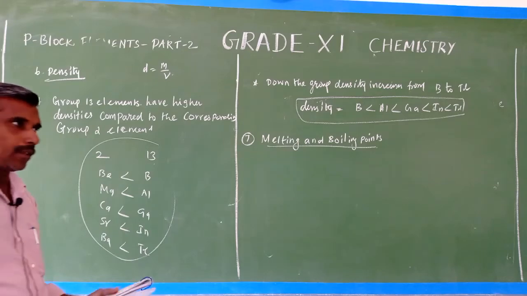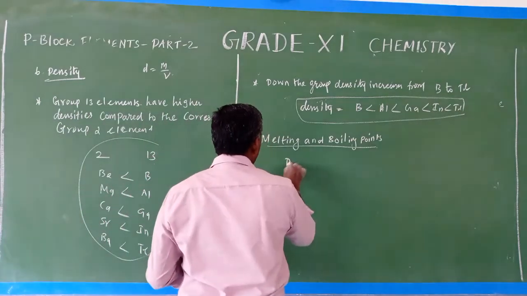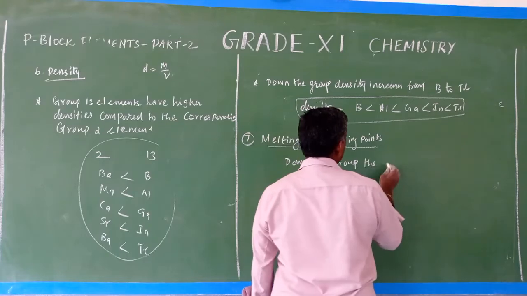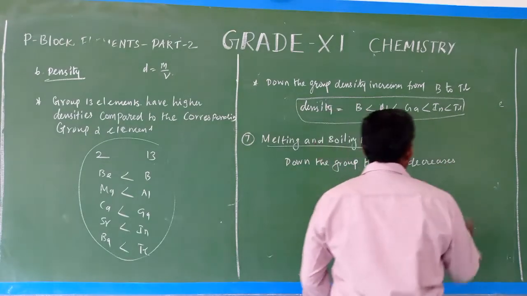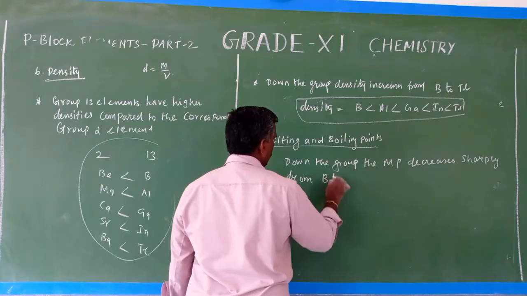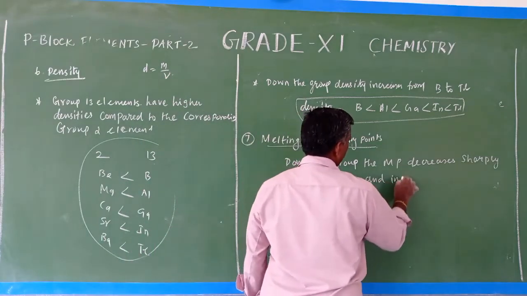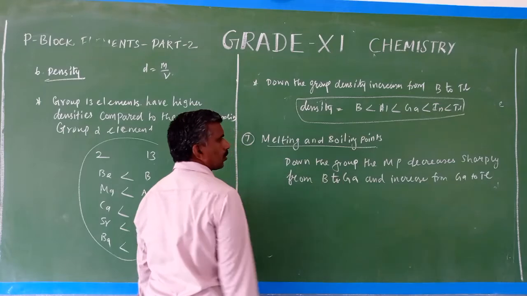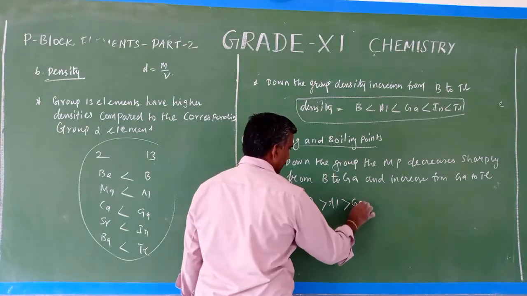Melting point and boiling point எப்படி இருக்கும் in group 13s ல, down the group? Melting point decreases sharply from boron to gallium and increases from gallium to thallium. But decrease ஆகுது down the group, melting point decrease. Boron, aluminum less இருக்கும் than gallium, then increase.